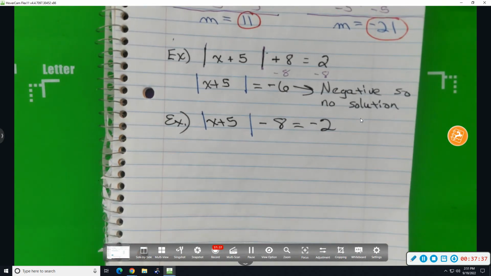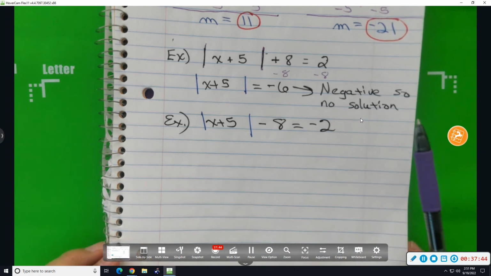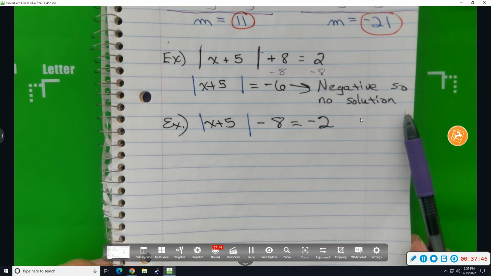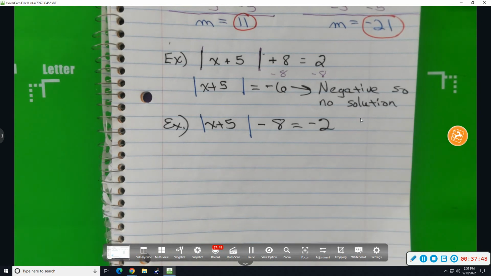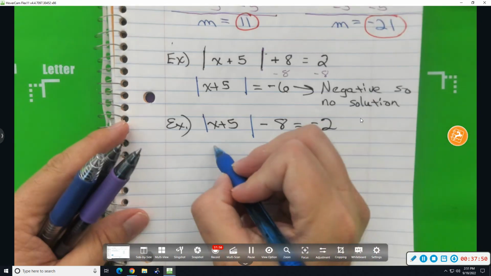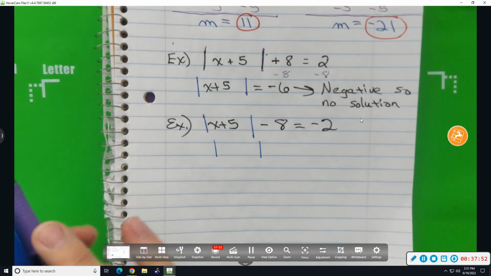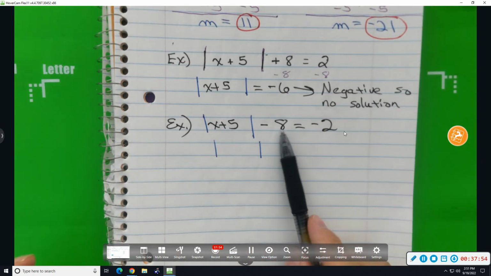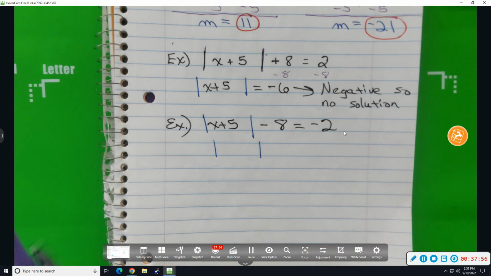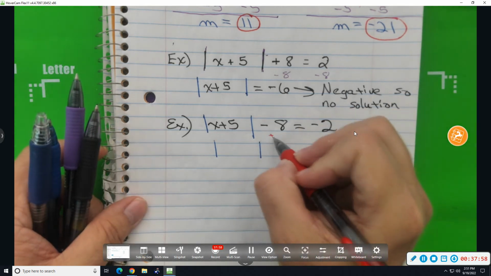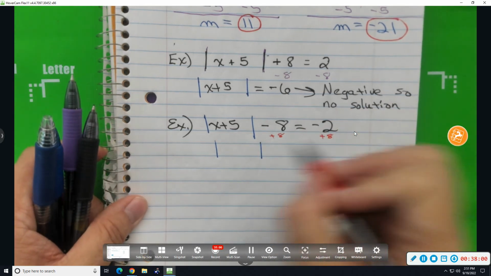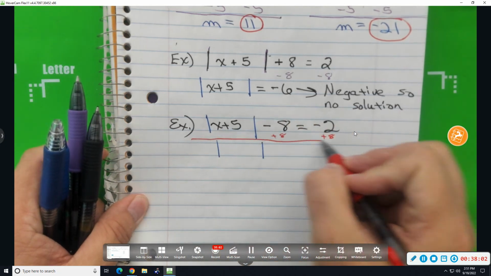You cannot immediately say no solution because there's a negative on the right-hand side. You've got to isolate those absolute value bars first. So, isolating the absolute value bars. Well, first of all, tell me what we're going to do. Add the 8. And y'all see where this is going? Is this one going to be a no solution?